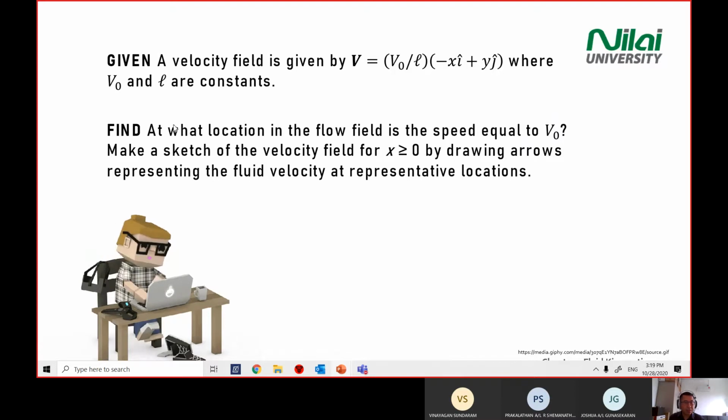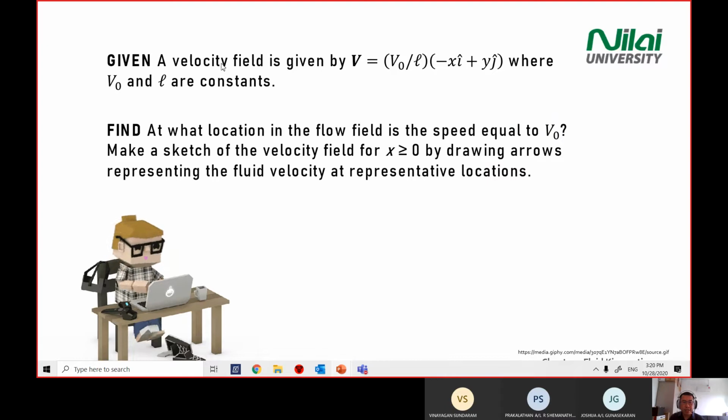Right. Now what does this question 7 ask you to do? It asks you to find at what location in the flow field the speed is equal to V0. This is the first assignment of this question. And then we need to make a sketch of the velocity field for x more than 0 by drawing arrows that represent the flow velocity at representative locations. So this question is actually an application of mathematics, just a revision of how you get all these things in mathematical form. So again, in the exam, don't be scared by the complex equation given.